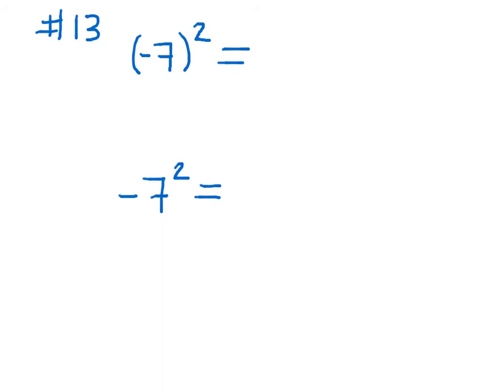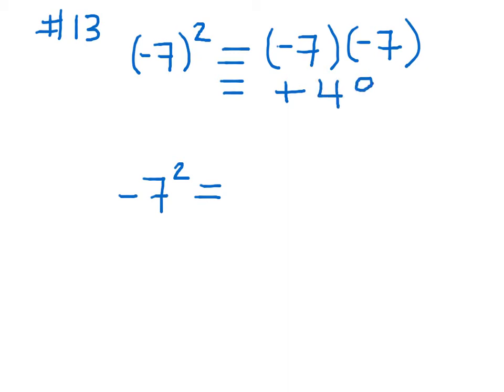So this is going to give me a negative 7 times a negative 7. And that means my answer, I know, is going to be positive, because I have a negative times a negative, and that gives me a positive. Both of them have the same sign. So I know my answer is positive. And then, of course, 7 times 7 is 49. So my answer to that is a positive 49.